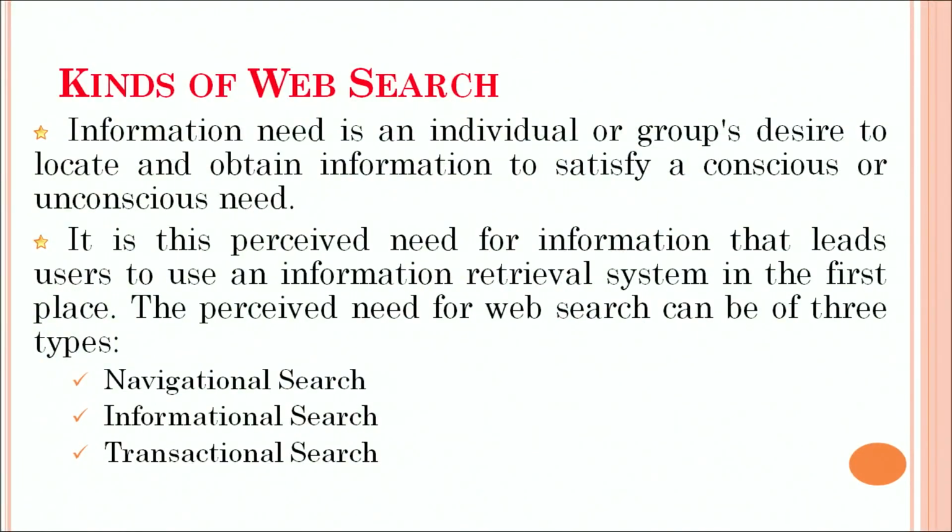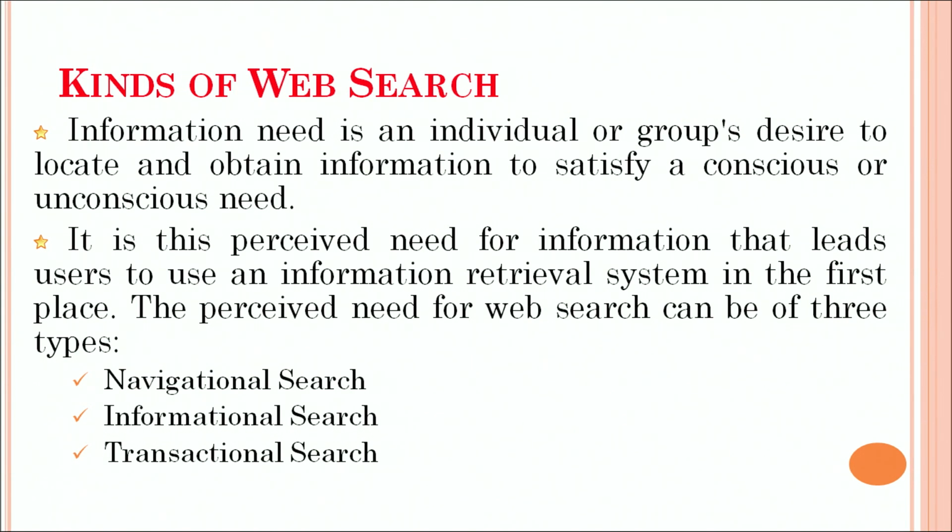What are the kinds of web search? Information need is an individual or group's desire to locate and obtain information to satisfy the conscious or unconscious need of the users. It's the perceived need for the information that leads the users to use an information retrieval system in the first place. The perceived need of the web search can be of three types, that is navigational search, informational search and the transactional search.